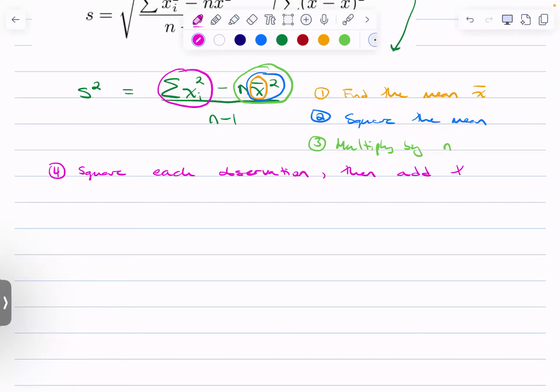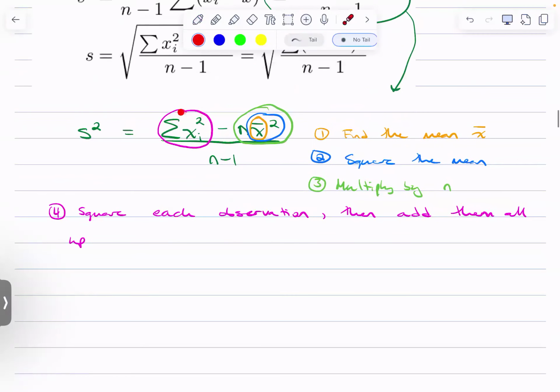Then add them all up. That's going to be a number as well, right? You're just going to get to the sum. So now what we've boiled down to up here is you have a number minus a number. That's not so bad. Had a little bit of work to get there.